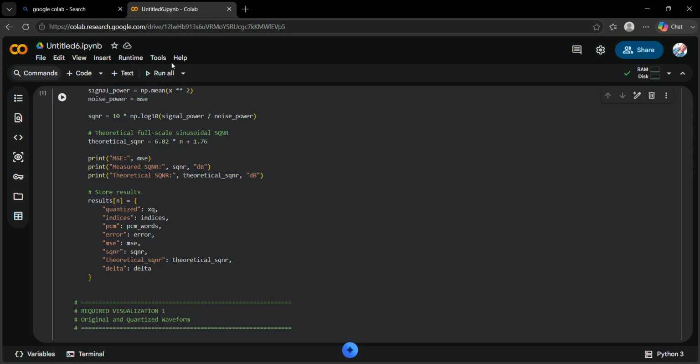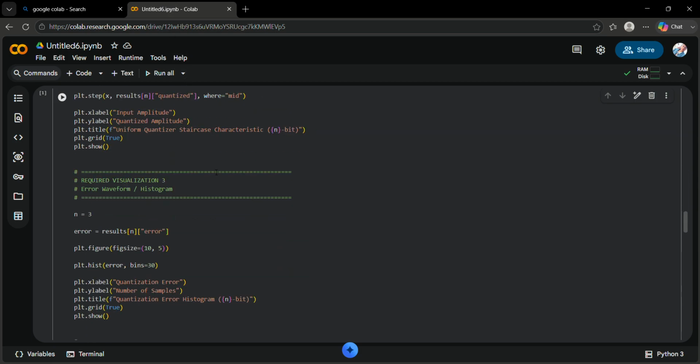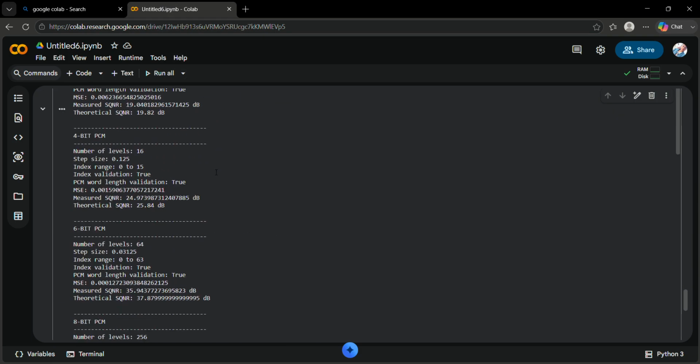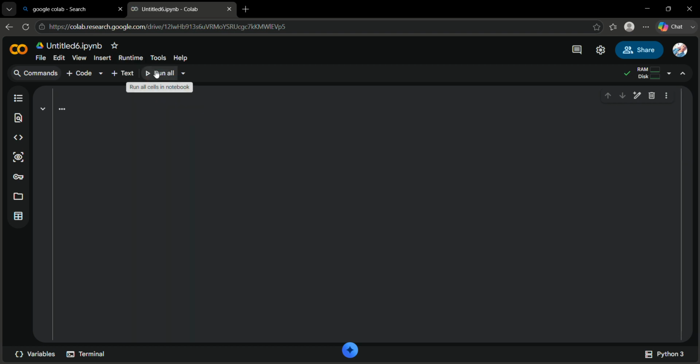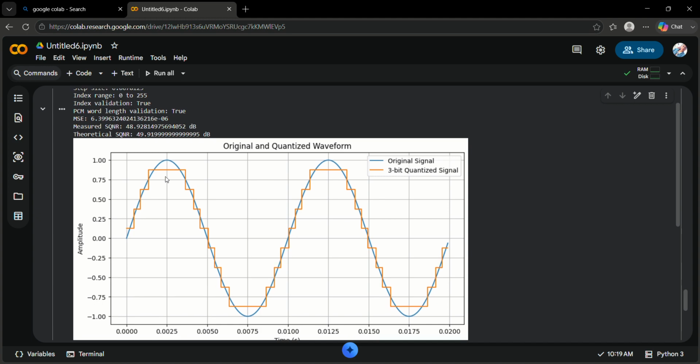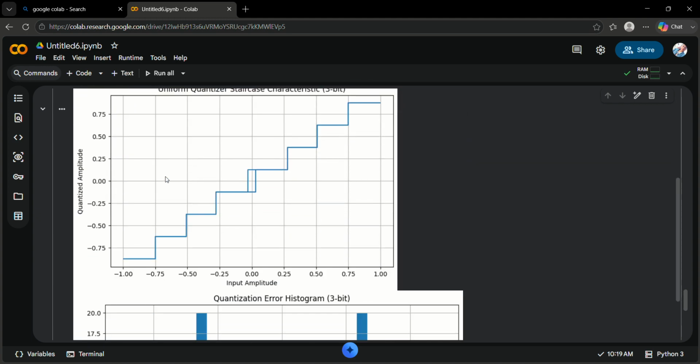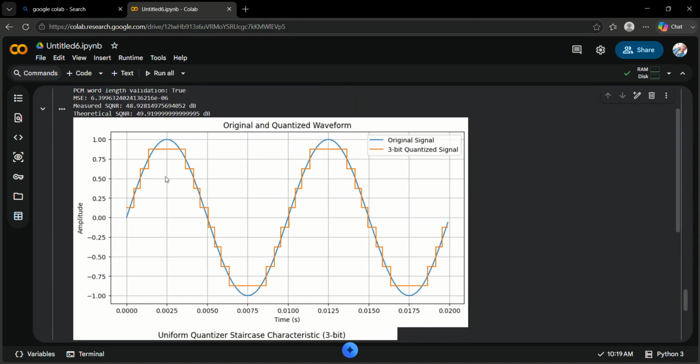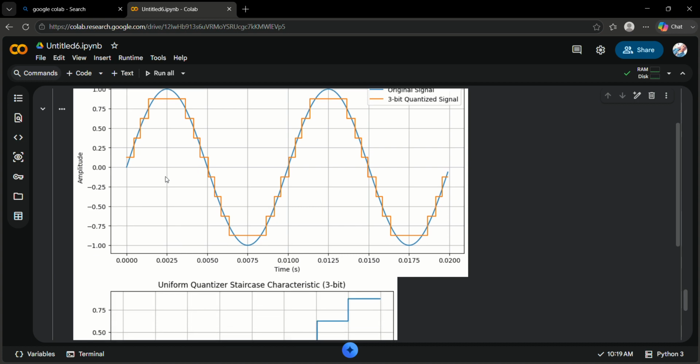Now, the graph. First, we have to run. So this is the original and quantized waveform.